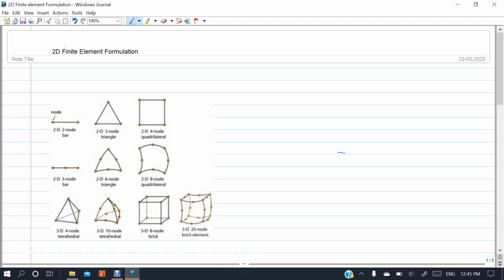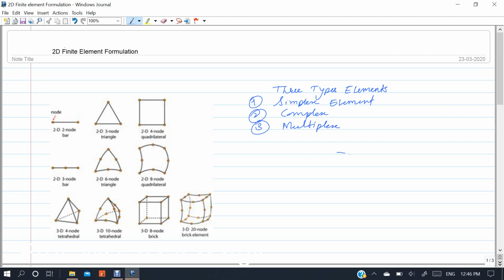So there are basically three types of elements. The first one is a simplex element. Second is a complex, and third one is a multiplex. Generally nowadays multiplex elements are used, that is quadratic, hexahedron and octahedron elements.